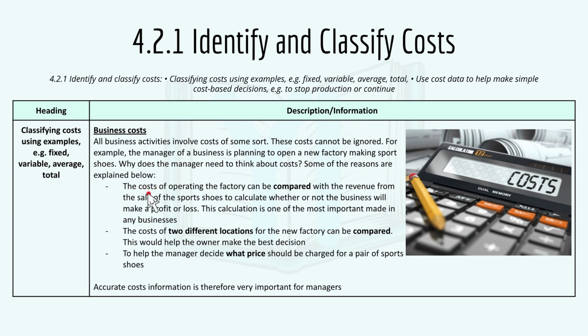Number one, the cost of operating a factory can be compared with the revenue from the sale of the sports shoes to calculate whether or not the business will make a profit or loss. Number two, the cost of two different locations for the new factory can be compared. And number three, to help the manager decide what price should be charged for a pair of sports shoes. And accurate cost information is therefore very important for managers.